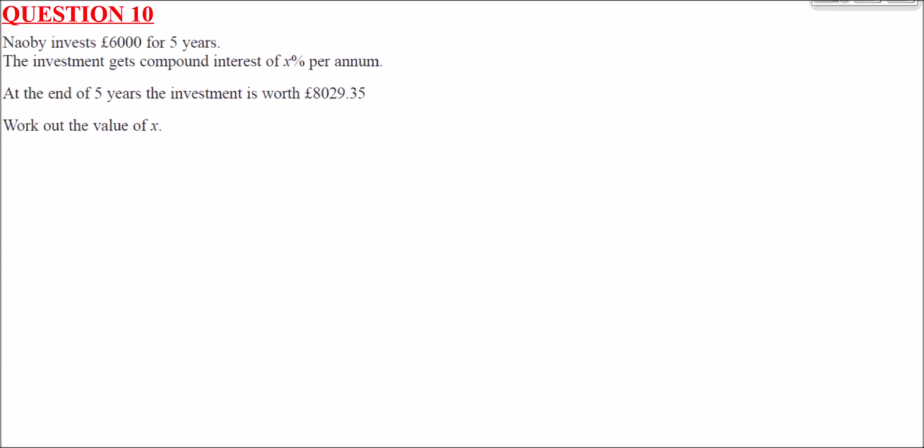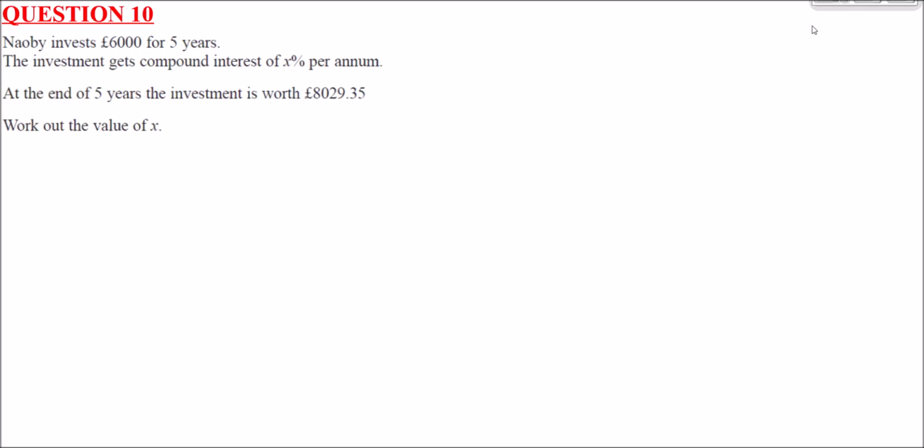Question 10. Niobe's investing £6,000 for 5 years. The investment gets compound interest of X% per annum. Per annum just means per year. At the end of the 5 years, the investment is worth £8,029.35. We need to work out the value of X. So this is a compound interest question, obviously, but it's a reverse one. We're not told what the percentage interest is. That's what we need to work out after being told the value at the end of the 5 years.